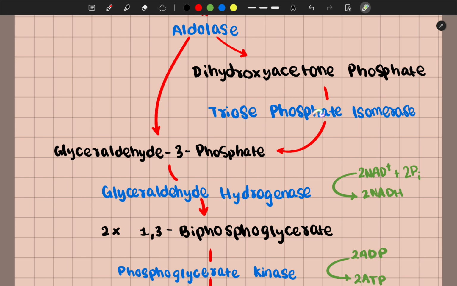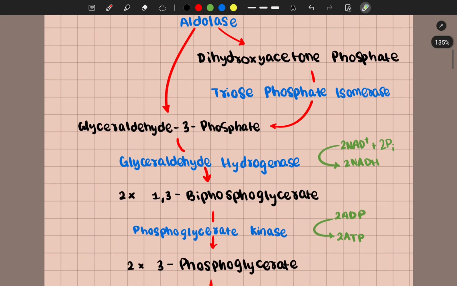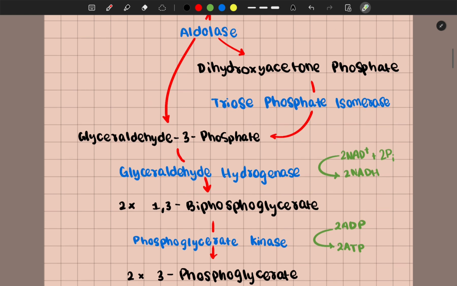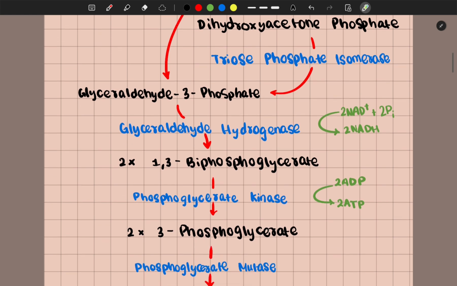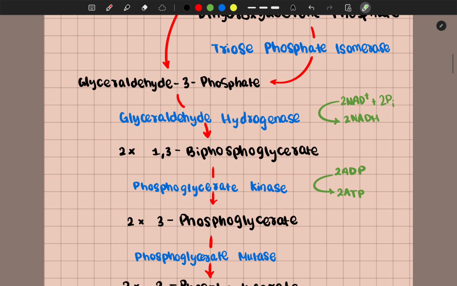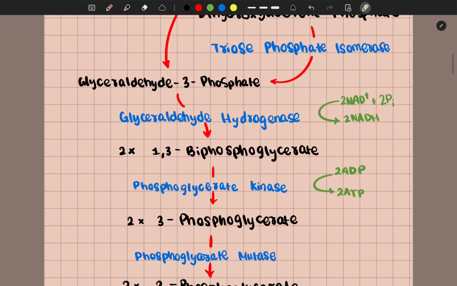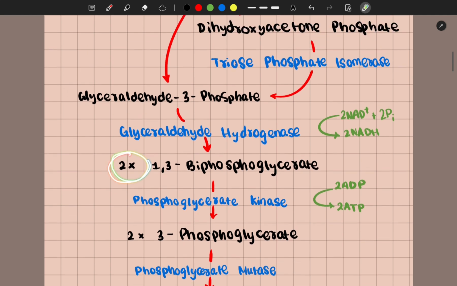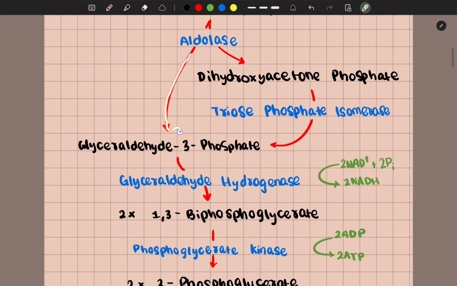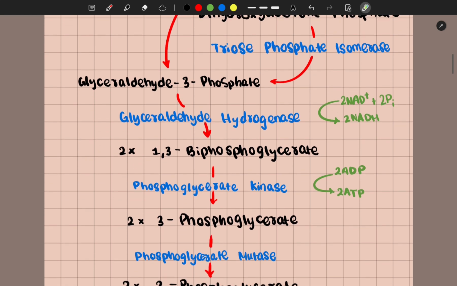And DHAP is converted to G3P by triose phosphate isomerase. So there is no addition, there is no subtraction. Again, it is just an isomerism change. So now at this point, we have exactly two molecules of G3P. And now we're going to remove a hydrogen from here under the enzyme glyceraldehyde 3-phosphate dehydrogenase. As you can see, we have two of these because the first is converted by aldolase directly, and the other is through DHAP and then triose phosphate isomerase.